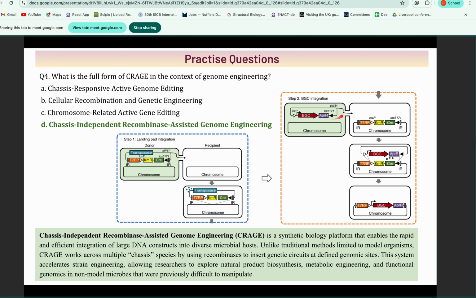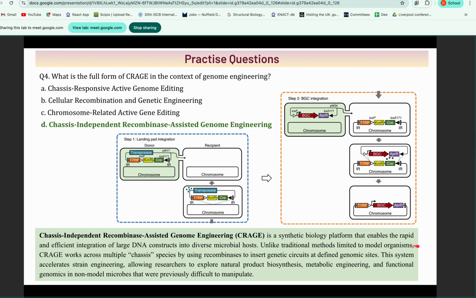And we can also insert other elements, such as BGC integration. So LOXP sites are present, and we are using the recombinases. With the help of recombinases, we are inserting the components of interest into the chromosome, and this is irrespective of the species or the chassis. So that's why it is known as chassis independent.